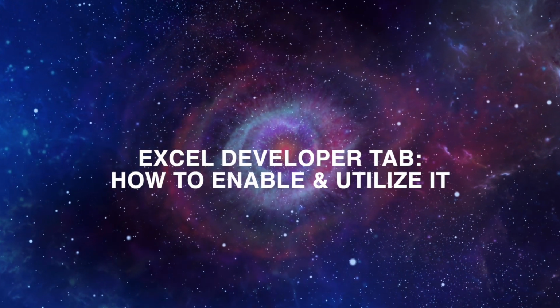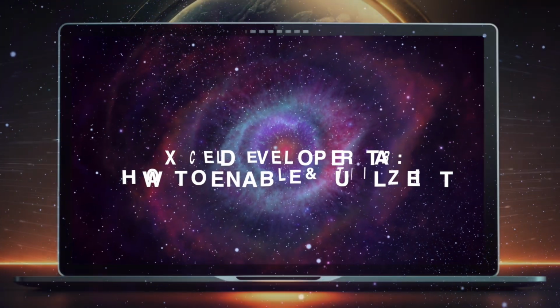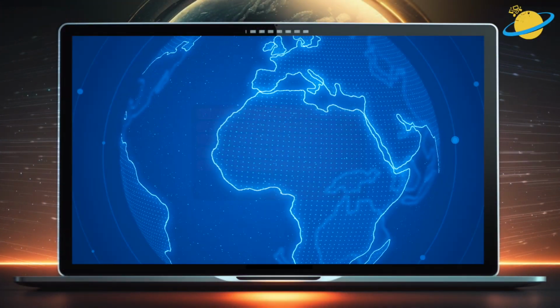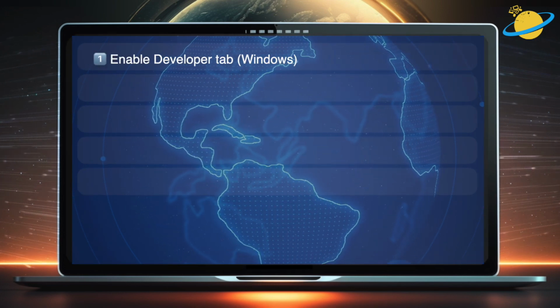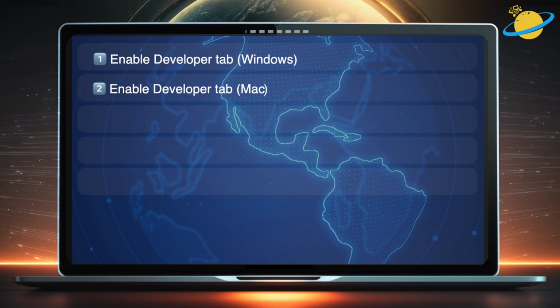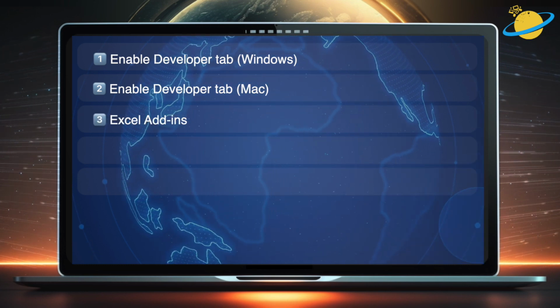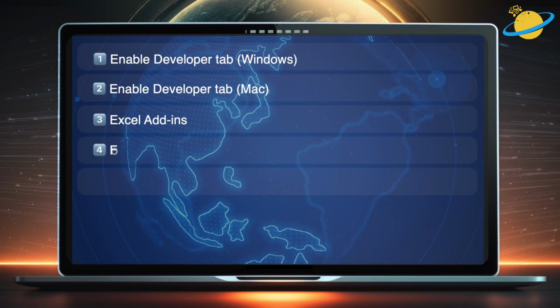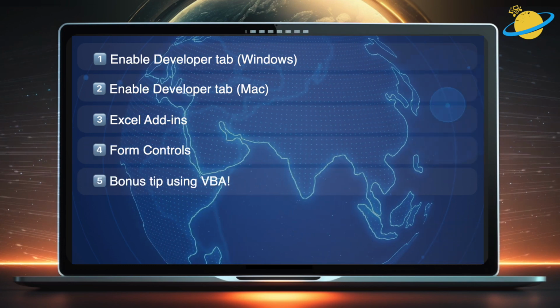Today, we'll show you how to enable and utilize the Developer tab in Excel. First, we'll enable the Developer tab in Windows. Then we'll enable it on Mac. Once enabled, we'll show you how to use the Excel add-ins, how to use form controls, and finally, we'll give you a bonus tip using VBA.